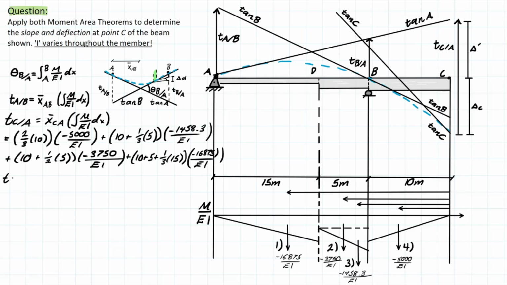Solving for that, we are left with TCA, which is equal to negative 434,721.8 over EI. Oh, this number's a lot bigger than I thought. Now, this value is negative. We're going to talk about what this negative means right here.